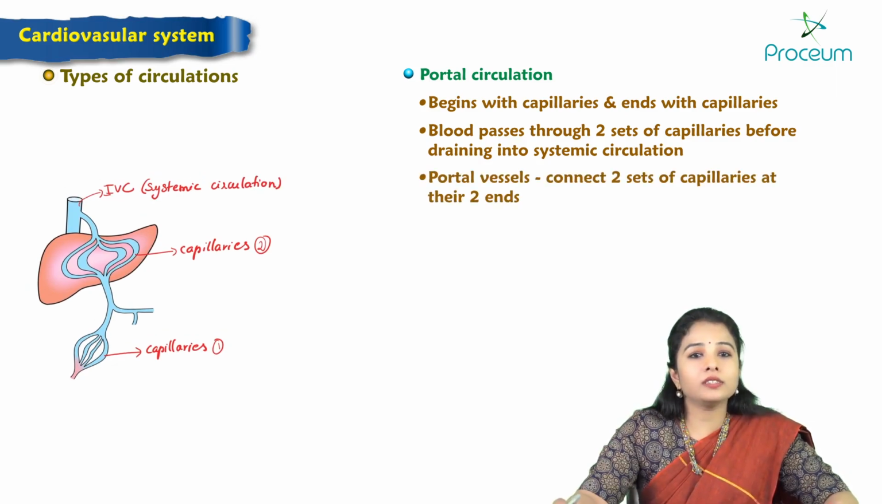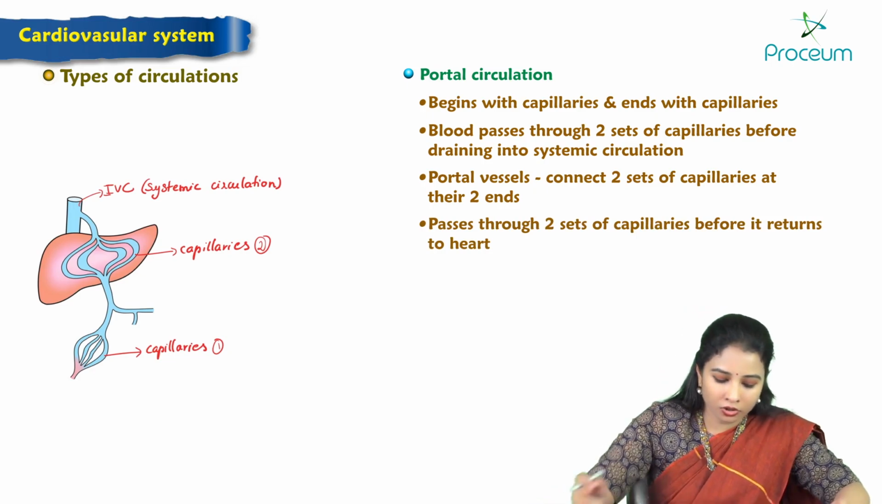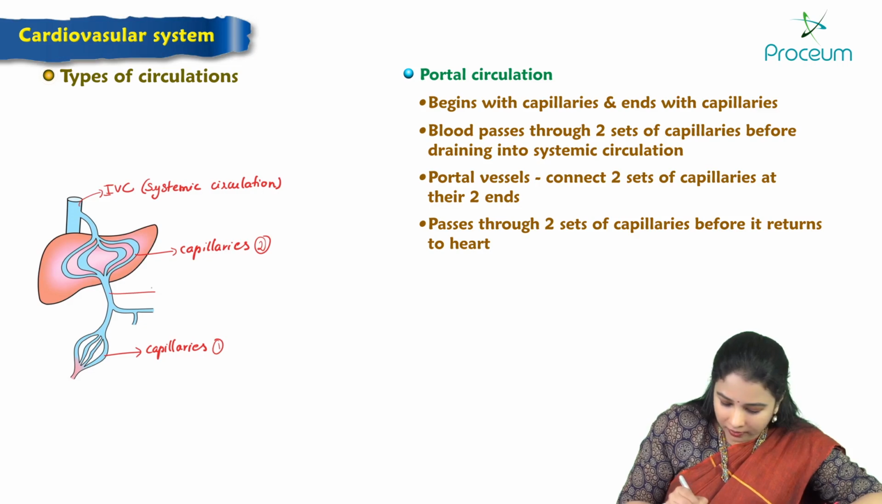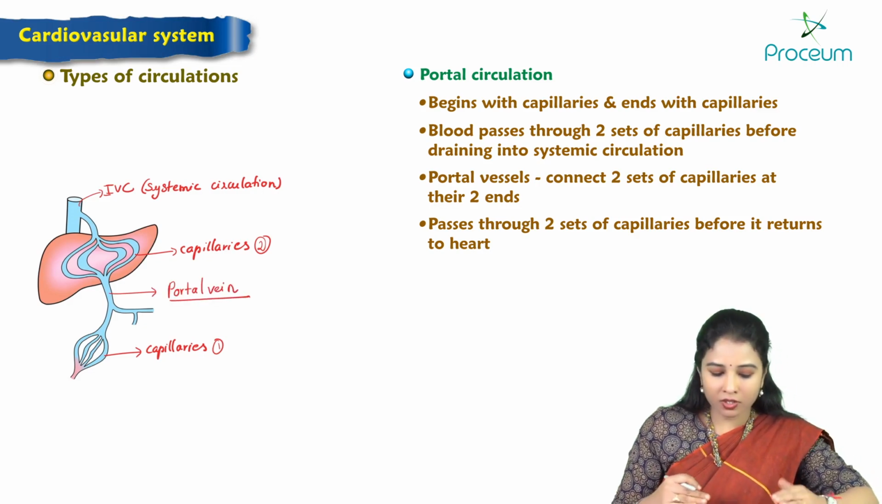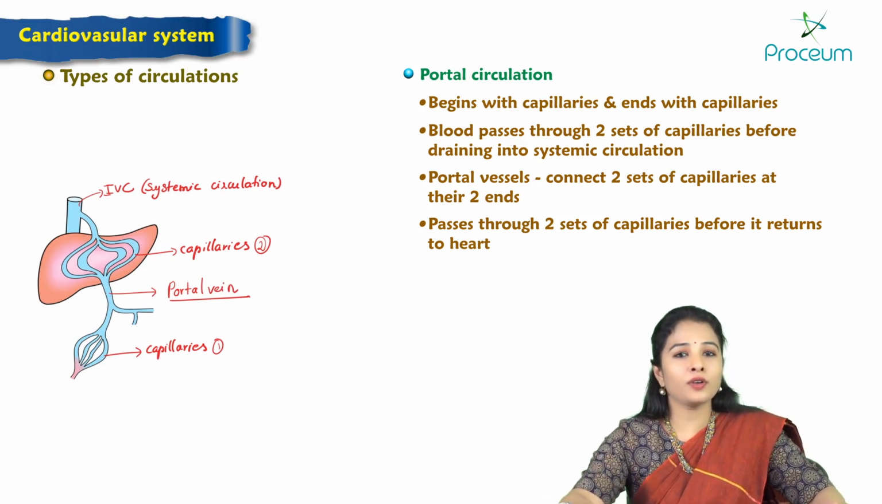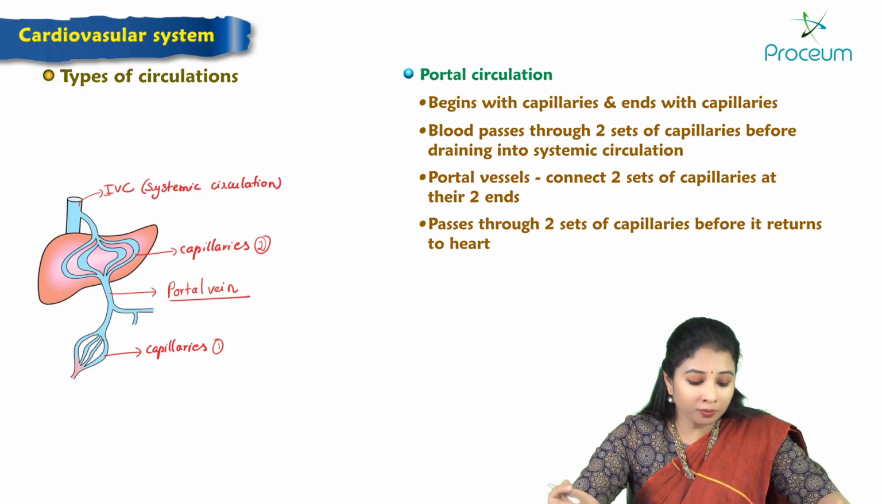The portal vessels are the vessels which connect the two sets of capillaries at their two ends. Thus the blood passes through two sets of capillaries before returning to the heart. So in between, this is the portal vessel. We can say it is portal vein, which is formed between two sets of capillaries. So here we can see the two sets of capillaries before the venous blood returns to the heart.